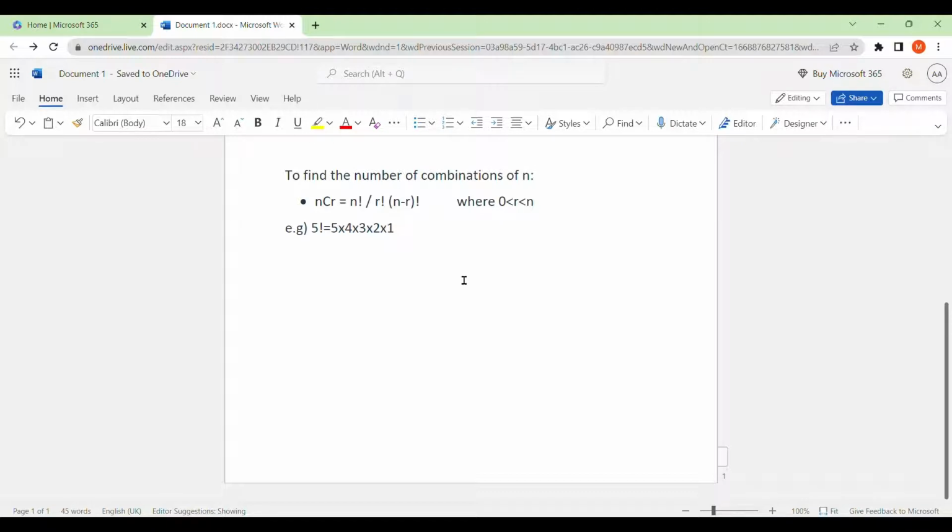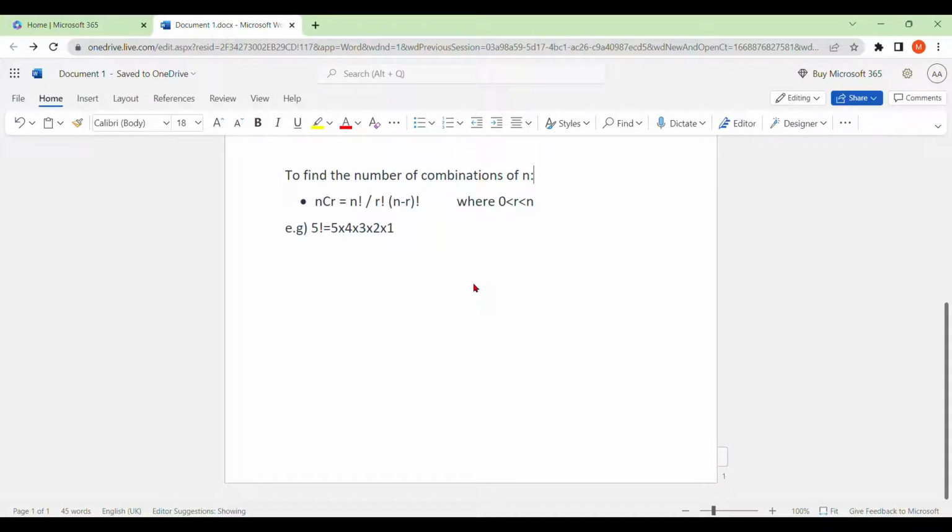Moving on, in order to find the number of combinations of n, we use the formula nCr is equal to n factorial divided by r factorial times (n minus r) factorial, where r is between 0 and n. For example, 5 factorial is equal to 5 times 4 times 3 times 2 times 1, and 3 factorial would be 3 times 2 times 1, and so on.